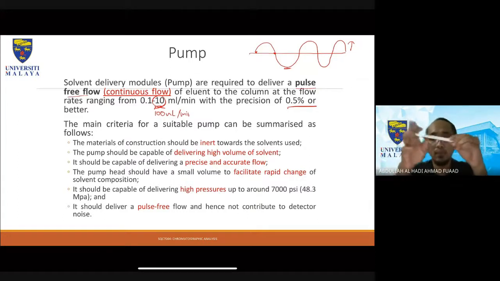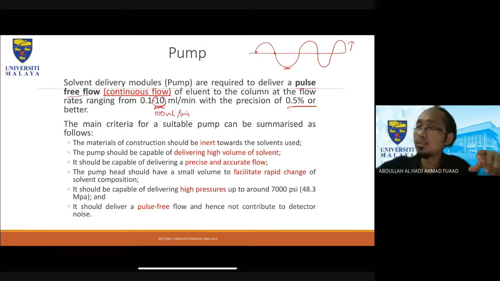Imagine you have a column the size of this pencil, it's very tiny. That's the outer surface. But the internal diameter of the column itself is very small, and if you have a very huge pump that can push 100 mL per minute, then because the internal diameter is very small, you will have a very high back pressure. So in order to reduce your back pressure, you might use a bigger column.